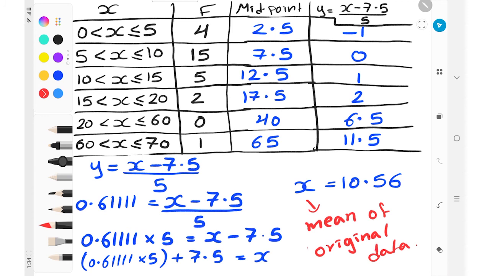I am sure you're asking yourself why we are doing it like this. Now see, before I have my midpoints 2.5, 7.5, they are big numbers. But after I coded, it's -1, 0, 1, so my numbers are becoming small, and now it's easy to multiply. 4 by -1, it's -4. 15 by 0, it's 0, but imagine you are doing 4 multiplied by 2.5. If you're not using a calculator, the coding will be much easier to find the mean for this data. Let's take another small example.